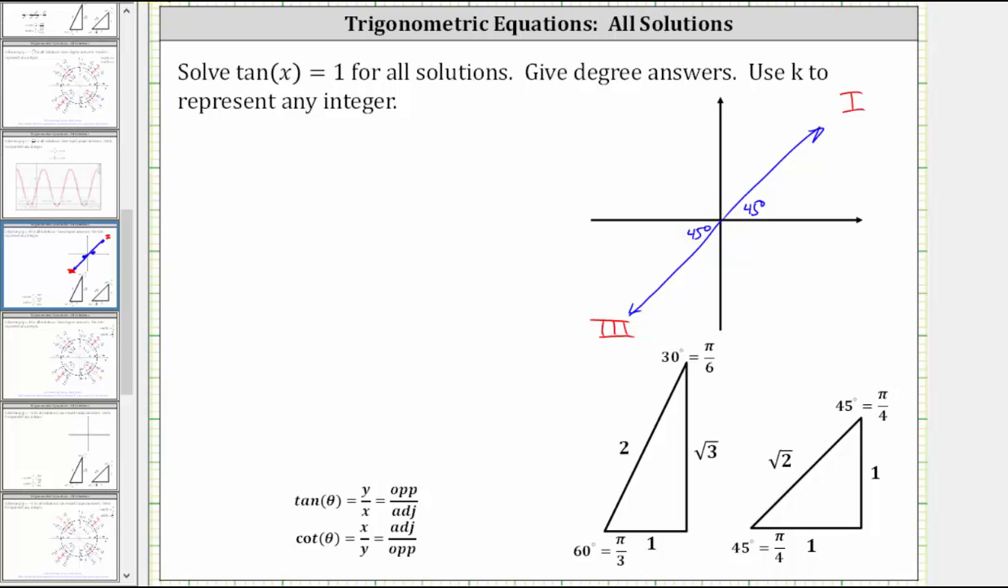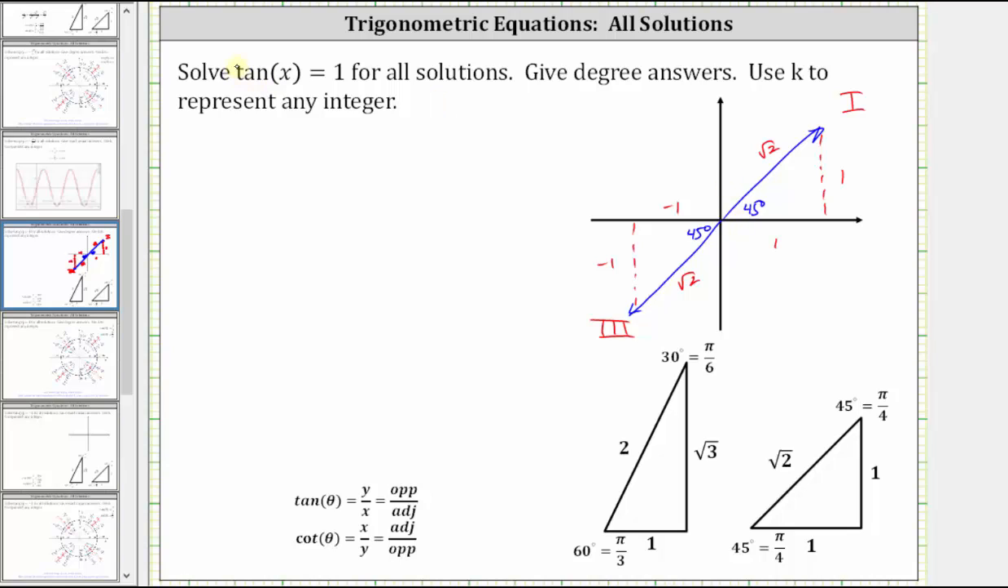Let's also sketch the reference triangles. In the first quadrant, both legs are 1. The hypotenuse is square root 2. In the third quadrant, both legs are negative 1. The hypotenuse is square root 2. Notice for both reference triangles, the ratio of the opposite side to the adjacent side is equal to positive 1. And now let's work on determining all of the solutions.